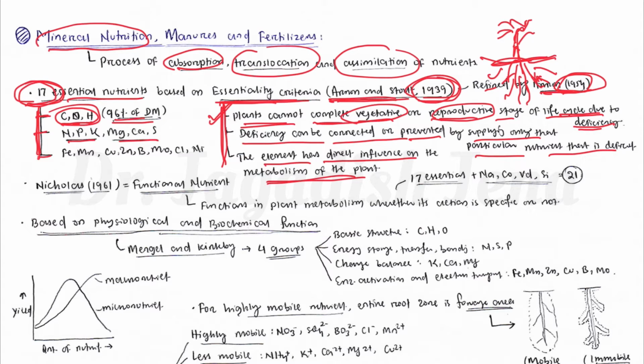Then coming to primary macronutrient. Primary macronutrients are N, P, K: nitrogen, phosphorus, and potassium. They are called primary macronutrients because their requirement is more than 1000 ppm. That means more than 1000 milligram per kg of plant dry matter. Then calcium, magnesium, and sulfur. These are called secondary macronutrient.